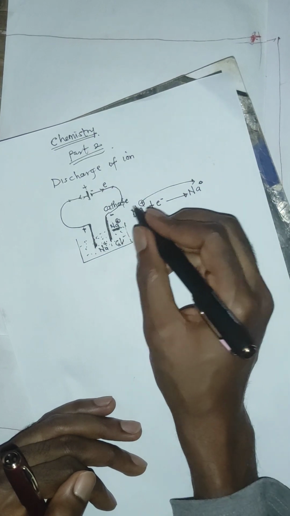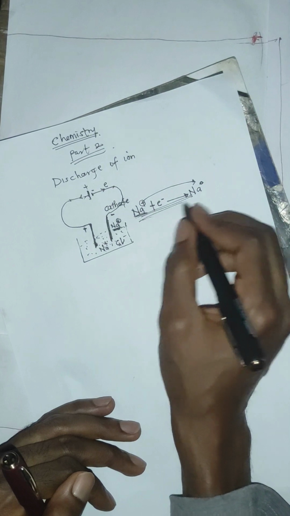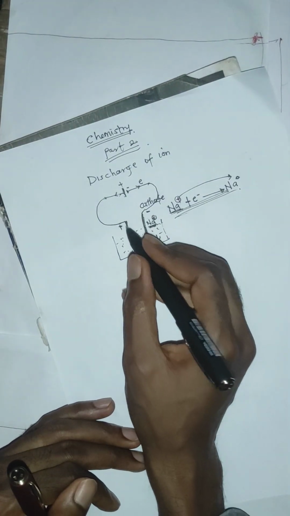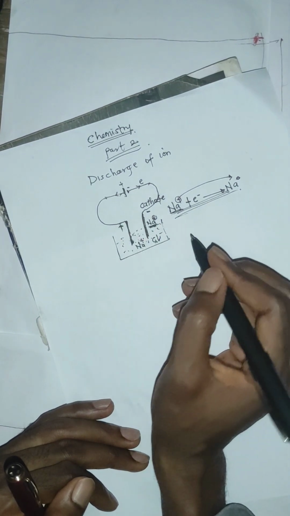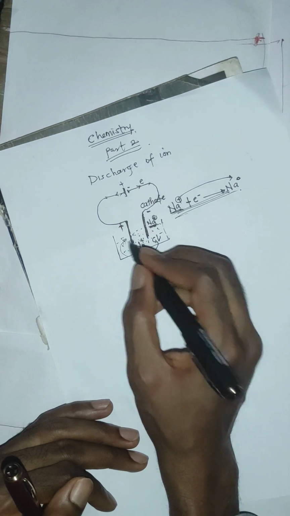So that means reduction occurs at the cathode, and this is how we write the equation that occurs there. Then if you look at the other side, the other electrode that we have, because the electrode is a positively charged electrode, what happens is that the negative ions will migrate there.